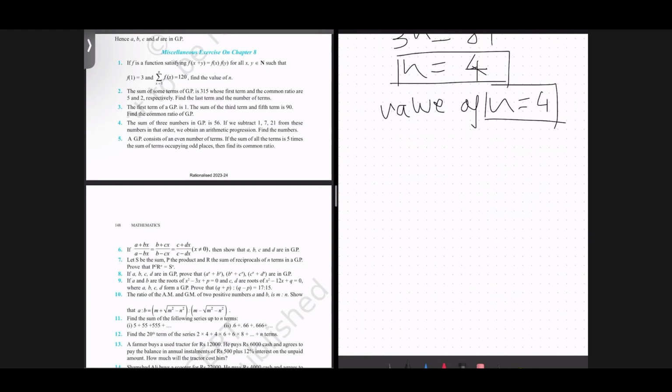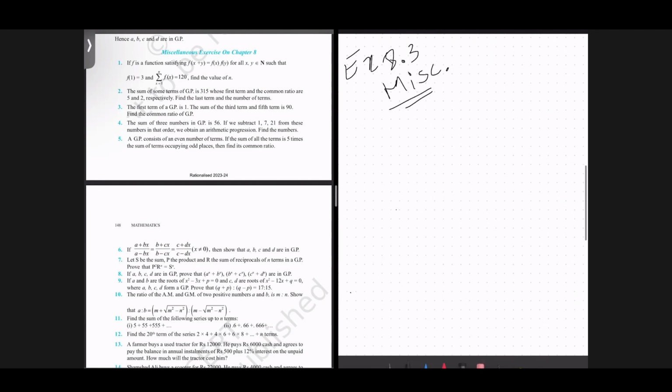This was the first question of this exercise. Moving ahead. Now we're going to see question number 2. Question number 2 says the sum of some terms of a GP is 315, whose first term and the common ratio are 5 and 2 respectively. Find the last term and the number of terms of this GP.